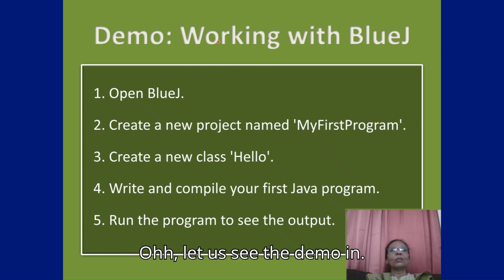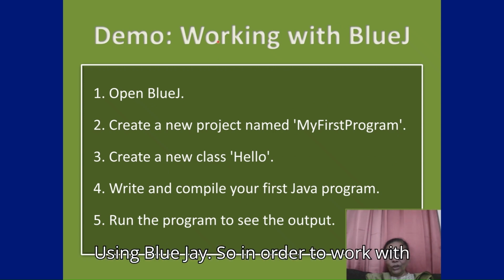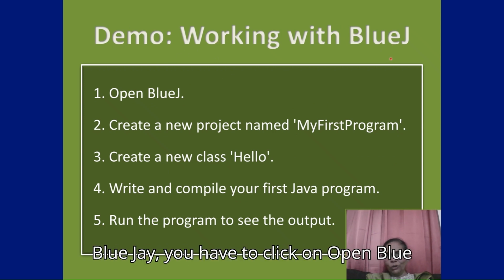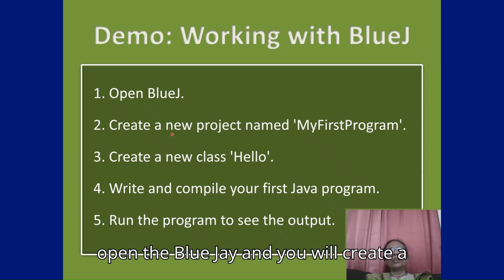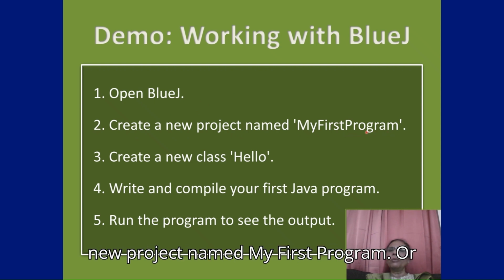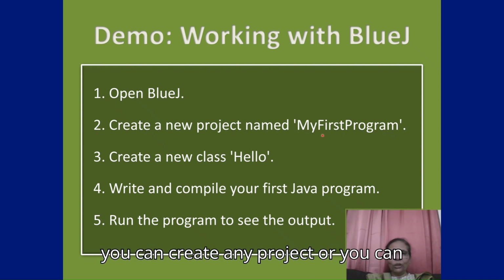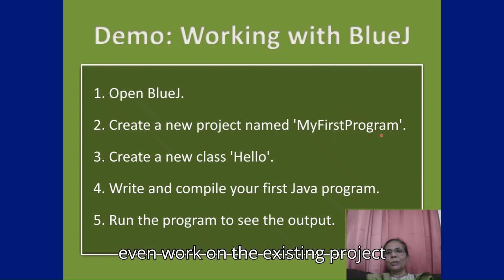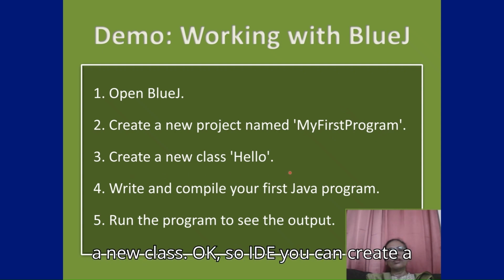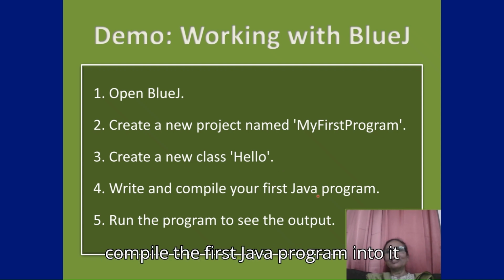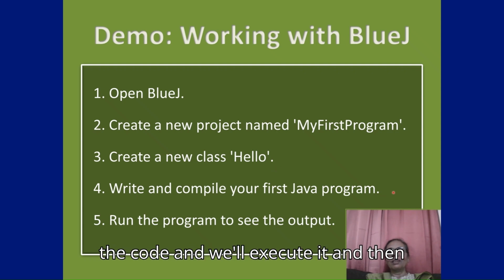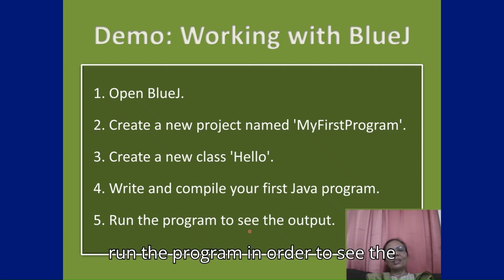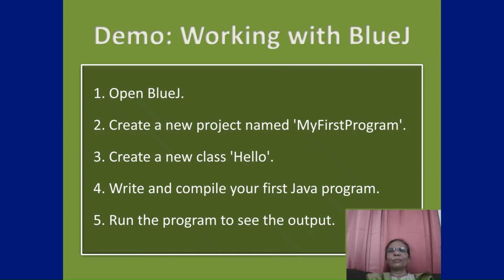Let us see the demo of using BlueJ. In order to work with BlueJ, you have to click on Open BlueJ. You open BlueJ and create a new project named My First Program, or you can create any project, or you can even work on an existing project workspace. It allows you to create a new class. So you can create a new class named Hello, write and compile the first Java program in it. We will type the code, compile it, and then run the program in order to see the result.